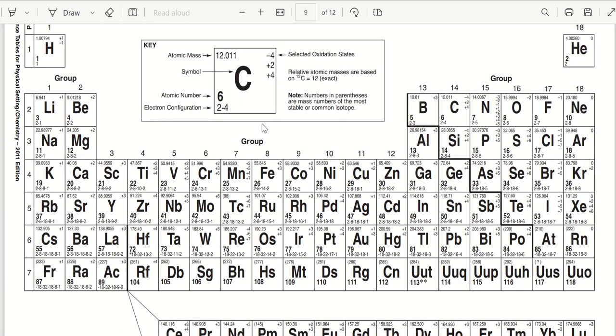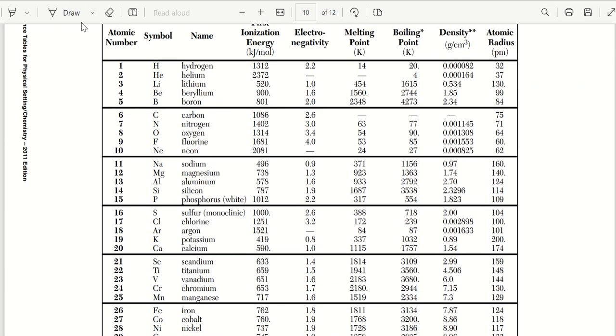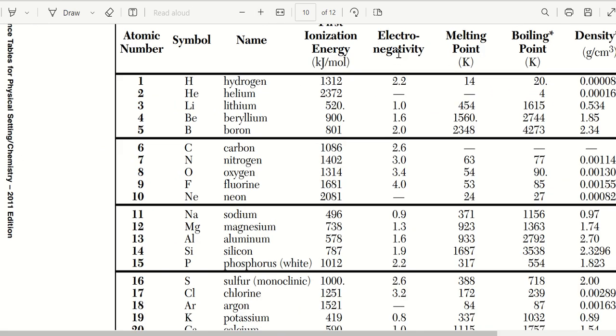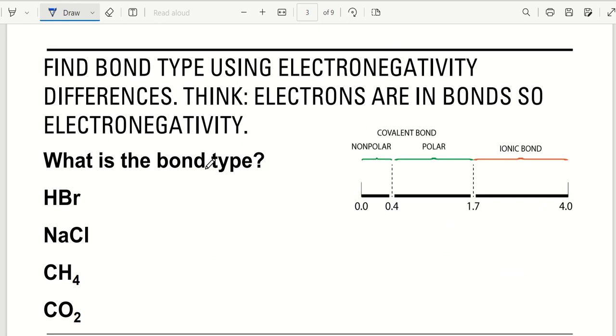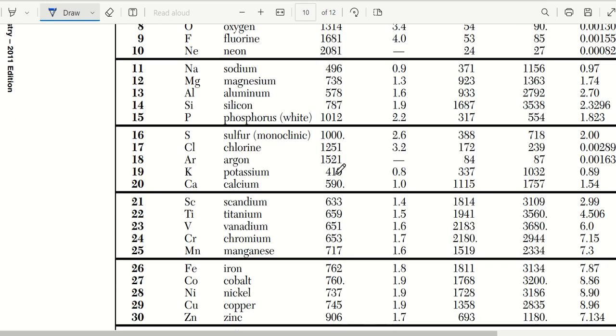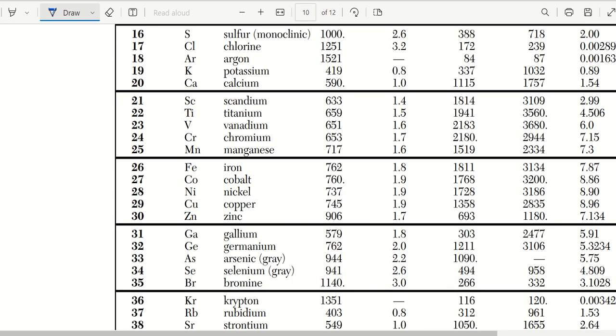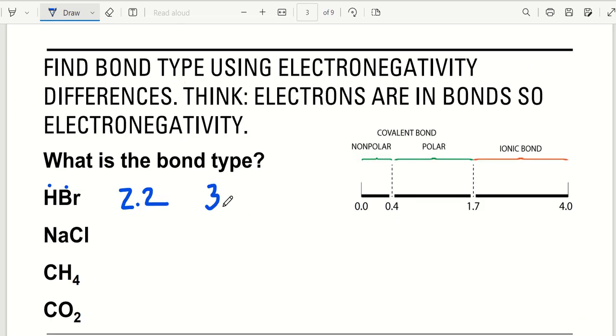All right, so let's go to Table S and electronegativity. We can see this column right here. All right, so what is the bond type here? Well, look at the atoms that are connected. It's an H to a Br. So H is 2.2. Br, I have to scroll down a little bit, right? 3.0. Subtract those numbers. What do you get? 0.8, which puts it in here, polar.